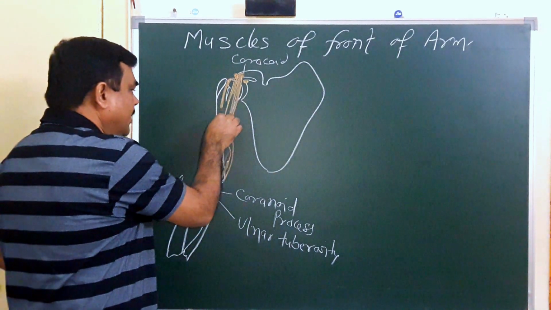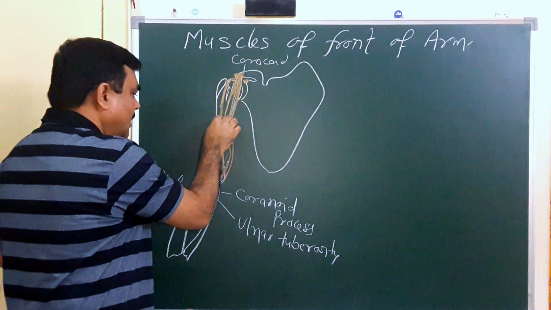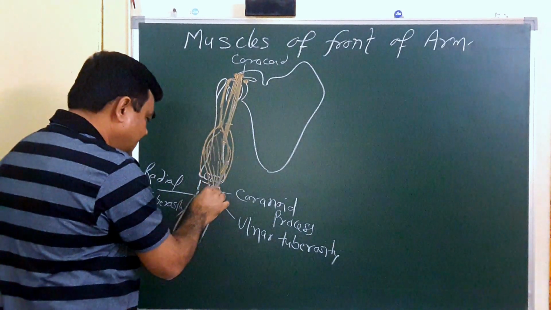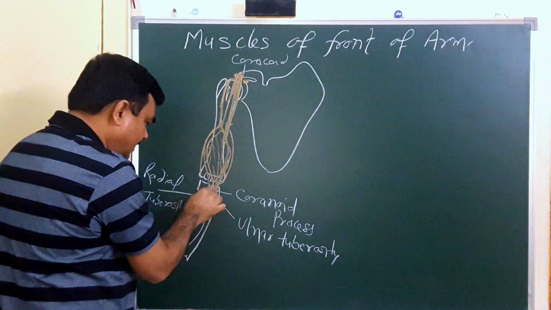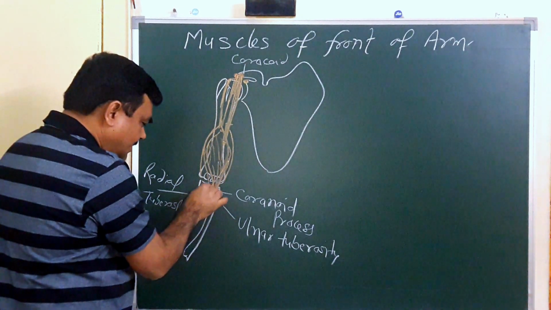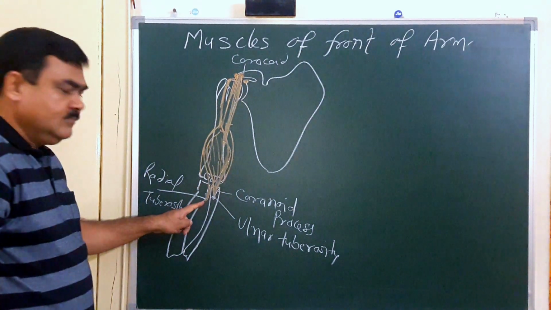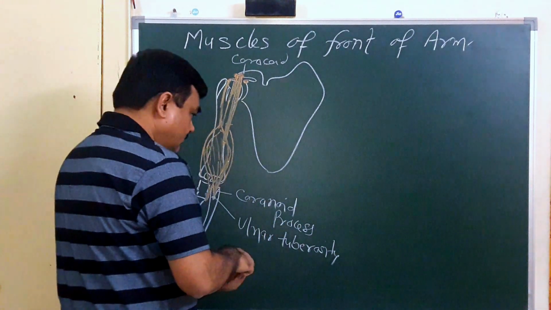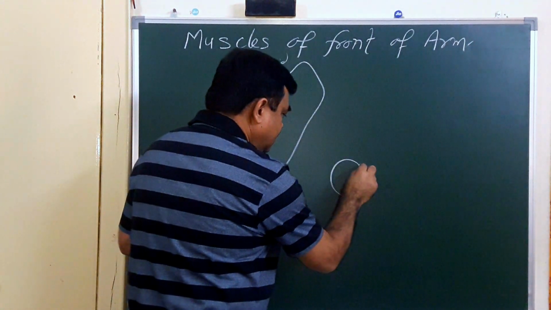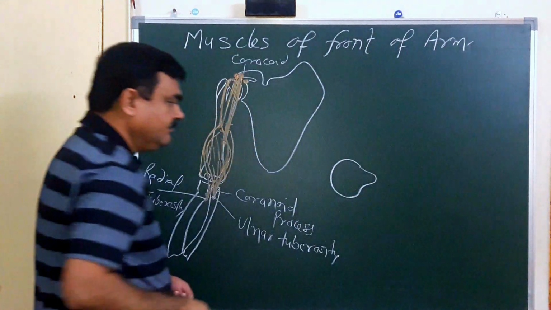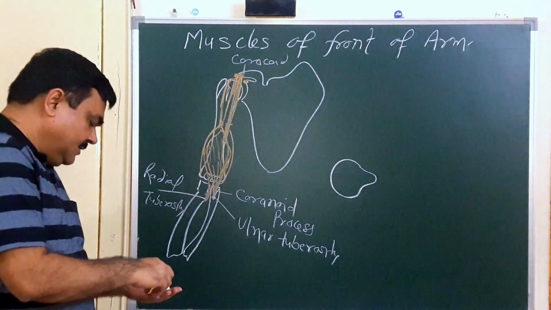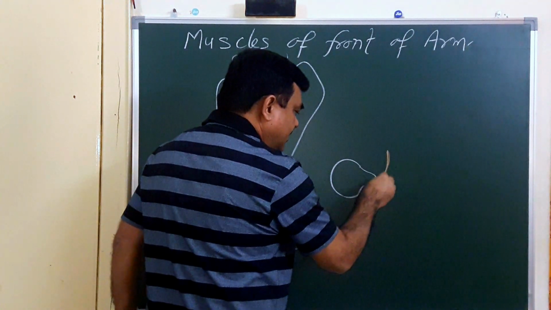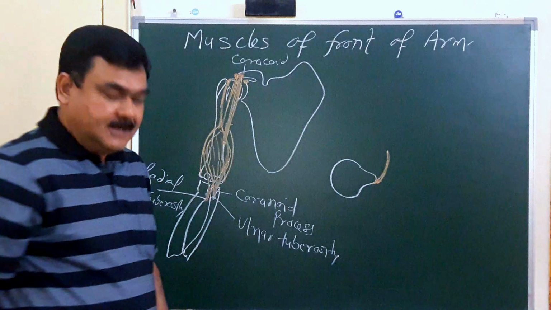And these two heads now join to form one belly. This is the belly. And this muscle is inserted here, on the radial tuberosity. If you cut a transverse section at this level, you will find this is the radial tuberosity. This muscle is inserted on the posterior part of the radial tuberosity.